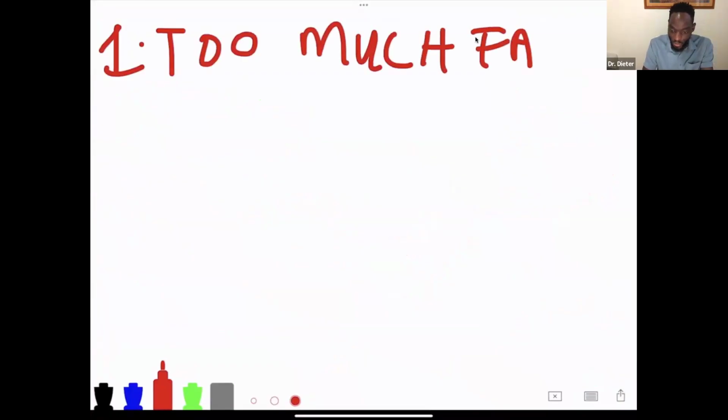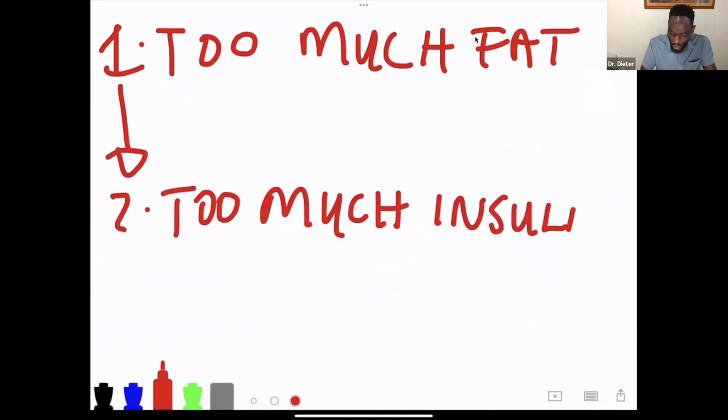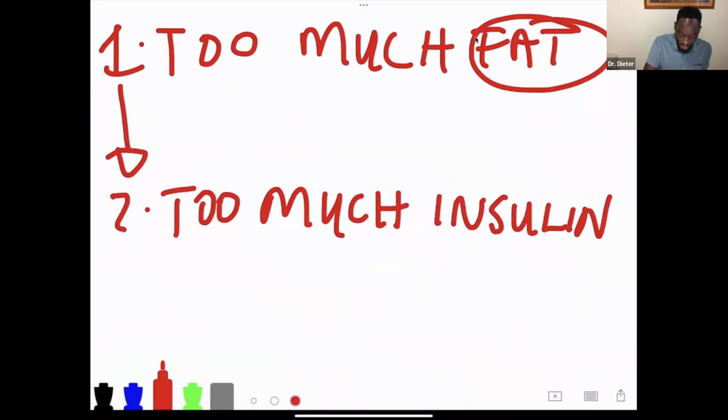That's the first way in which the breakdown in insulin resistance occurs. And then it leads to the second part: too much insulin. I want you guys to pay attention here because I'm going to camp out here for a little bit. Understanding this helps you understand the mechanism of how we reverse these issues. So, too much fat. How does too much fat and too much insulin cause insulin resistance? Too much fat is no bueno, too much insulin is no bueno.